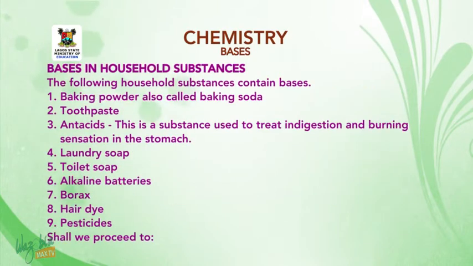Let's proceed to bases in household substances. The following household substances contain bases. 1. Baking powder, also called baking soda. Number 2. Toothpaste. Number 3. Antacids. This is a substance used to treat indigestion and burning sensation in the stomach. Number 4. Laundry soap. Number 5. Toilet soap. Number 6. Alkaline batteries. Number 7. Borax. Number 8. Hair dye. And number 9. Pesticides.